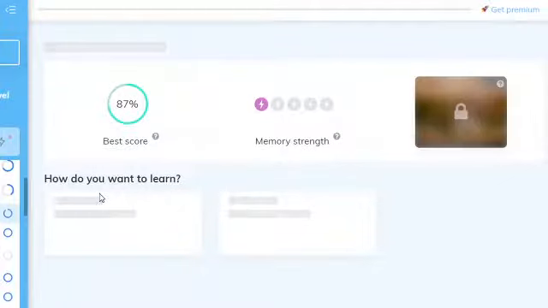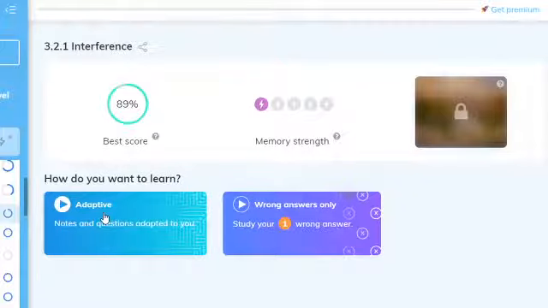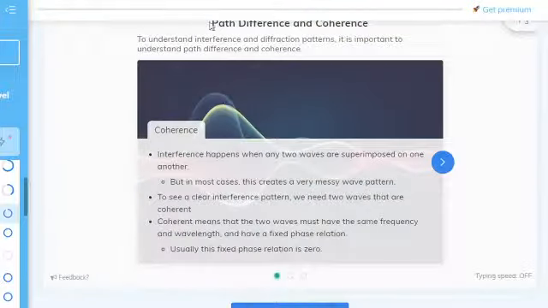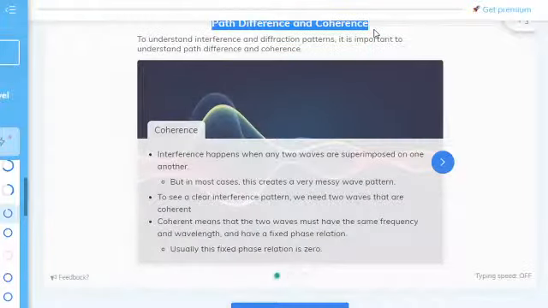Right, waves. This is from the topic of refraction, diffraction, and interference. So, we're starting with interference and we'll see how far we get, depending on how long this should be. So, path difference and coherence.